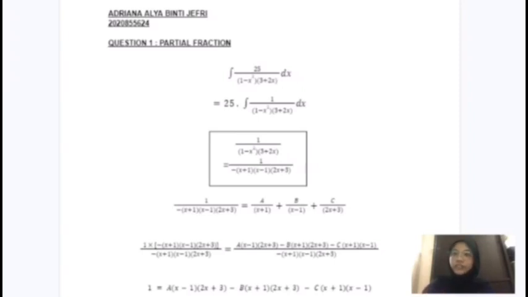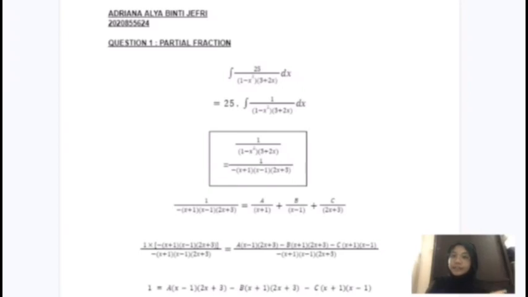The given question: integral 25 over 1 minus x power of 2, 3 plus 2x dx. For the very first step, factorize numerator 25 and bring it to the front. Remaining partial integral denominator then expanded to become 1 over negative x plus 1, x minus 1, 2x plus 3.